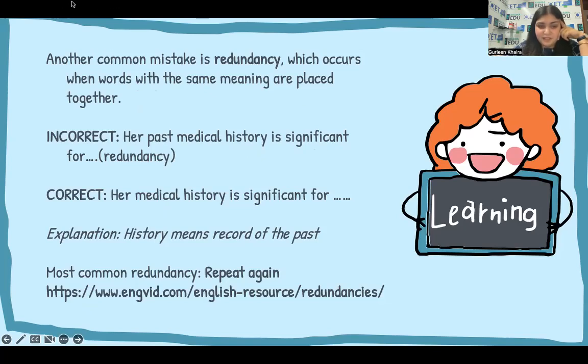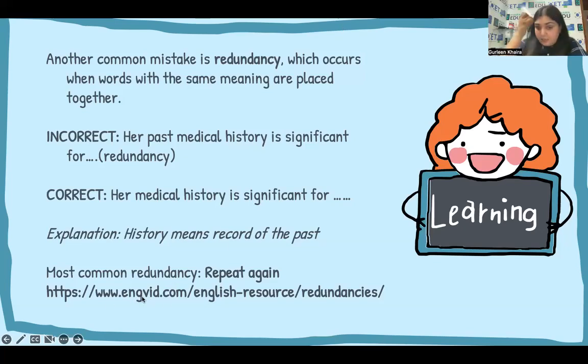Past. Yes, correct. Because history, the word history, means record of the past. So this word here, past, is not conveying any new information. Even if we remove this, the meaning of the sentence remains unchanged, because history means a record of the past events.